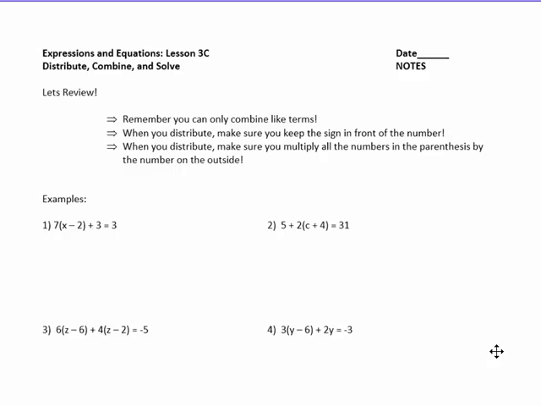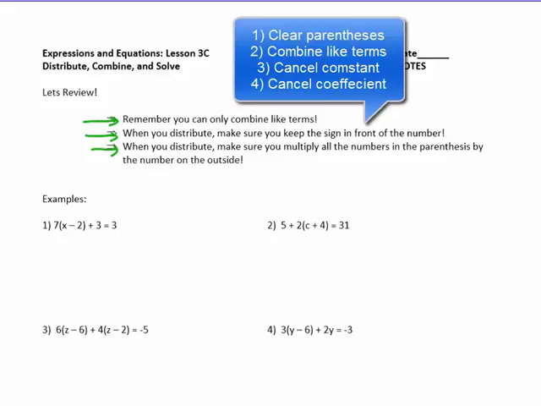So, all right, ladies and gentlemen, today we're going to be working on putting all of the steps together that we have. We've done them separately, but now we're going to put them together. A couple of things: remember, you can only combine like terms. When you distribute, make sure you take the sign of what's in front. And when you distribute, make sure you multiply all the numbers in the parentheses by the numbers on the outside.